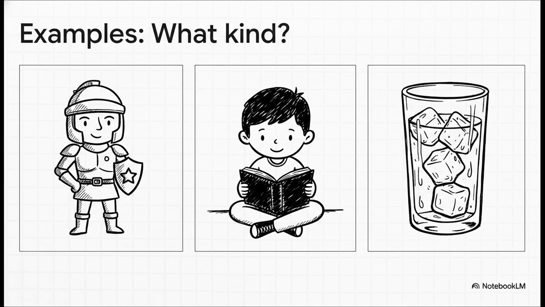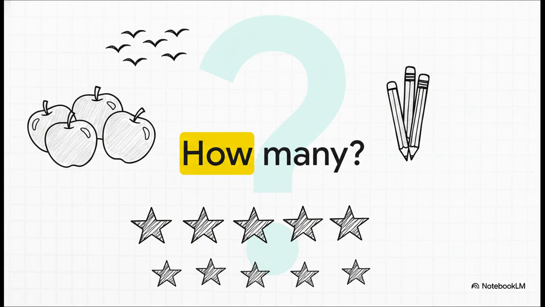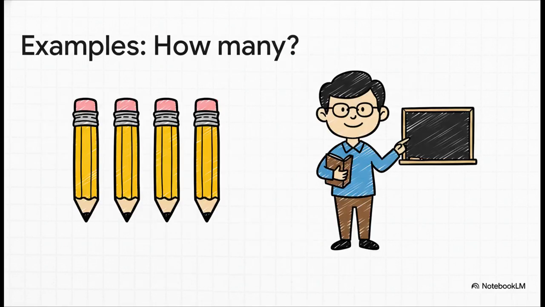Next up, adjectives can also tell us a specific number. They answer the question, how many? So for example, if you say 4 pencils, the word 4 is acting as an adjective because it tells us exactly how many pencils there are. The same goes for 1 teacher. When number words come right before a noun, they are adjectives.